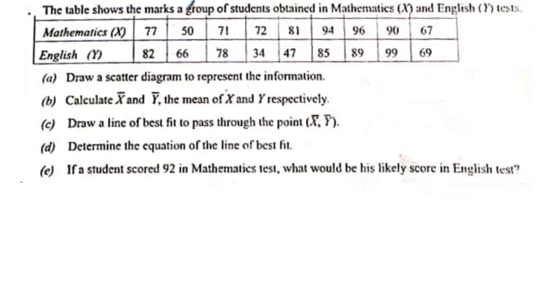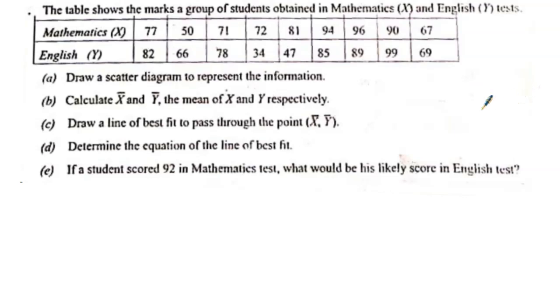The table shows the marks a group of students obtained in mathematics and in an English test. They want us to draw a scatter diagram to represent the information. So that's the first thing. Then from there we will calculate the mean for the mathematics and the English. Here they didn't give us any scale.